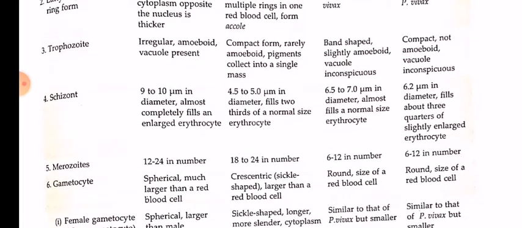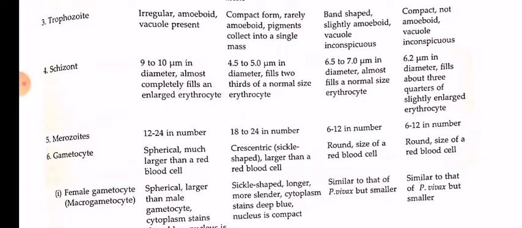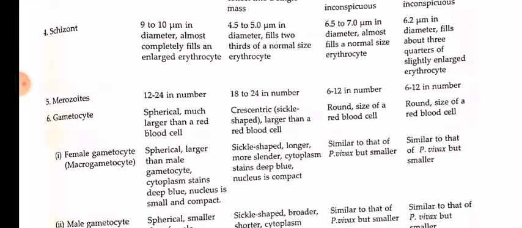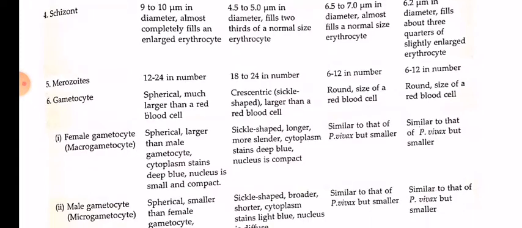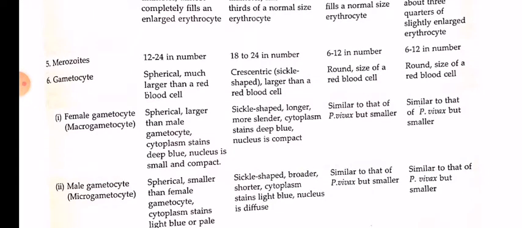Trophozoite, irregular amoeboid vacuoles present. Schizont, 9 to 10 microns in diameter, almost completely fills an enlarged erythrocyte. Merozoites, 12 to 24 in number. Gametocyte, spherical, much larger than a red blood cell.